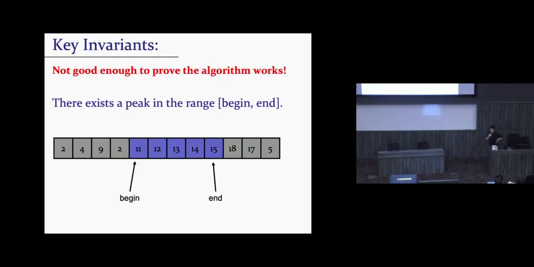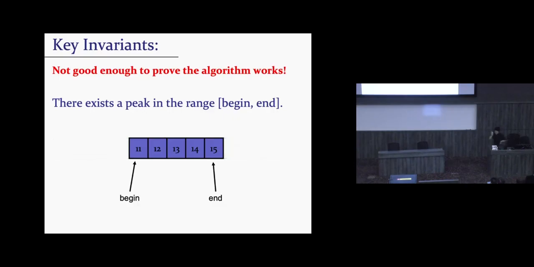So the idea is the following. It turns out that this invariant by itself is not enough. The difference is really subtle. But let's see it in action. Let's suppose for a second, another proof by contradiction, I guess, that this was the correct invariant. So we want to insist that if I gave you a begin and an end, there's a peak in that region.